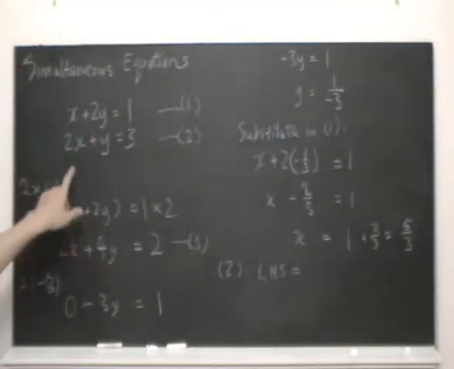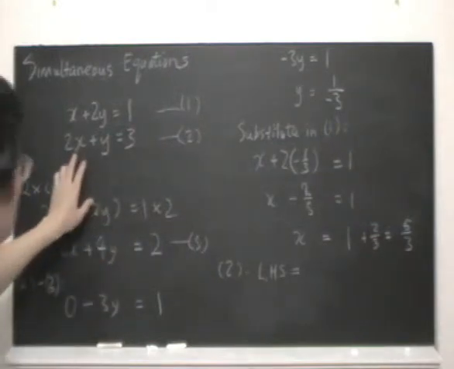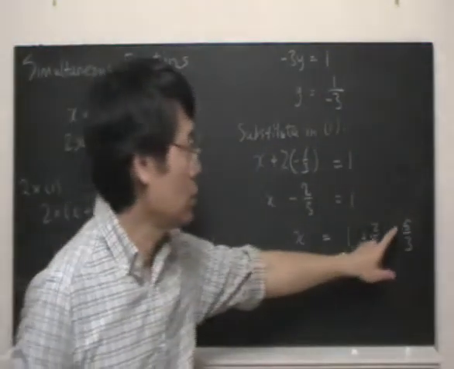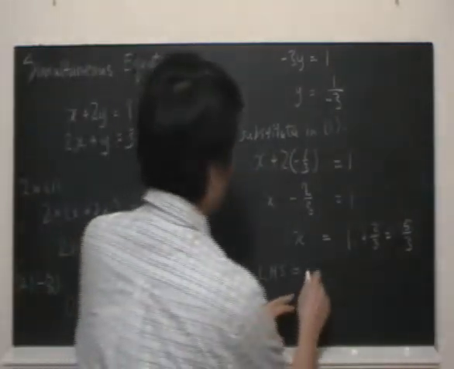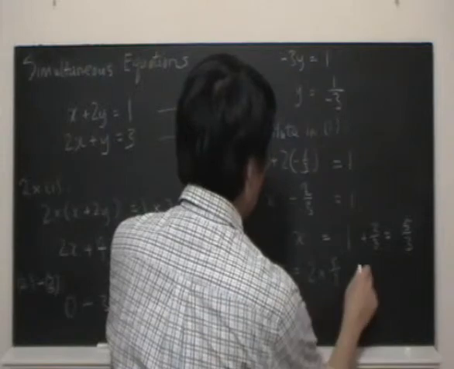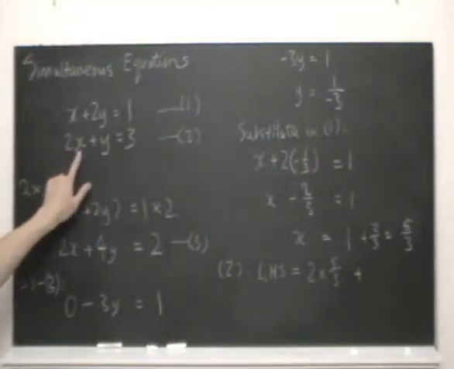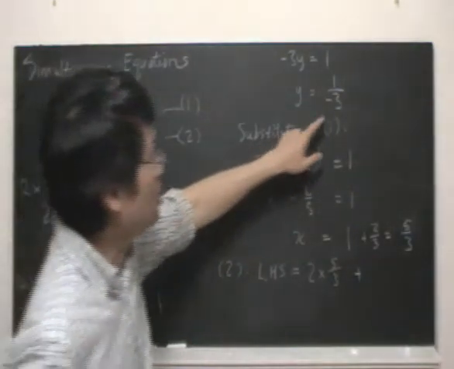In equation 2, the left hand side is 2x plus y. So let's substitute that. 2x is 2 times x, and x is 5/3. So let's do 2 times 5/3. That's the 2 times x, plus y, and y is minus 1/3.